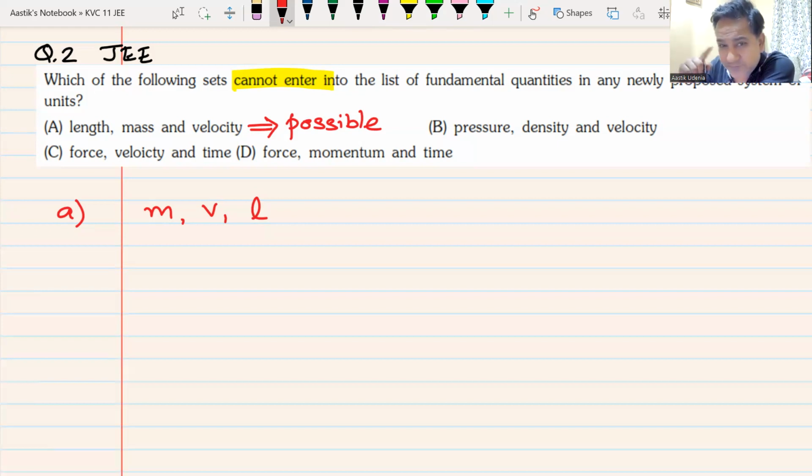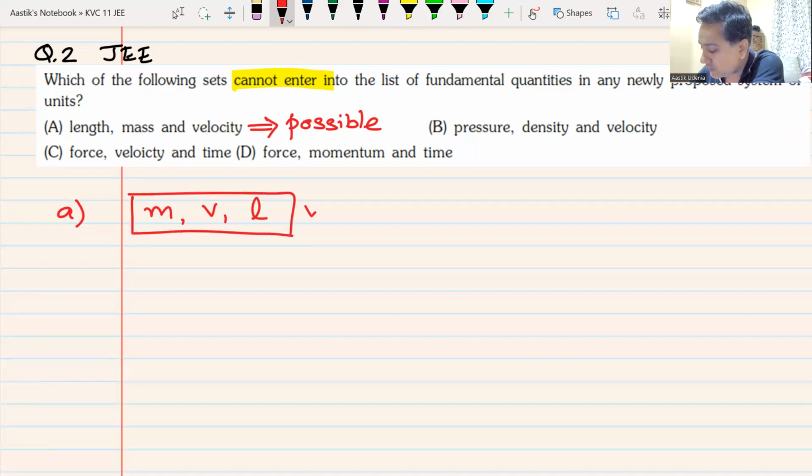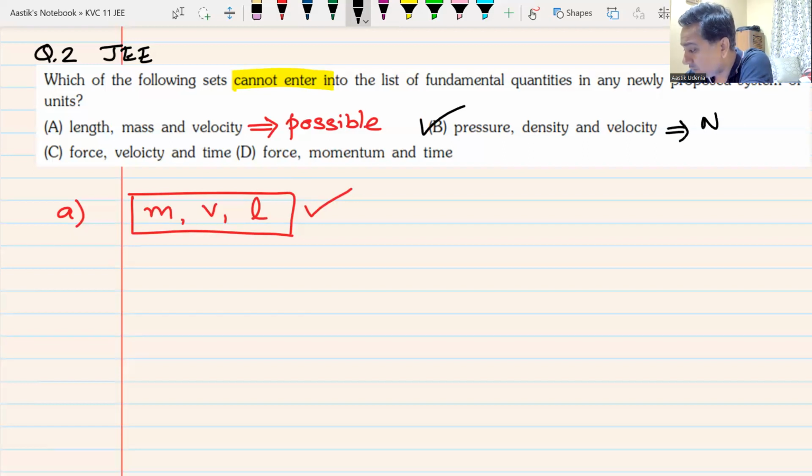Every quantity M, L and T must appear at least once. It is appearing at least once and therefore this system is possible. Do we understand this? Yes or no? Okay. Now we look at the second system, which is B. Pressure, density and velocity. My dear friend, this system is not possible.